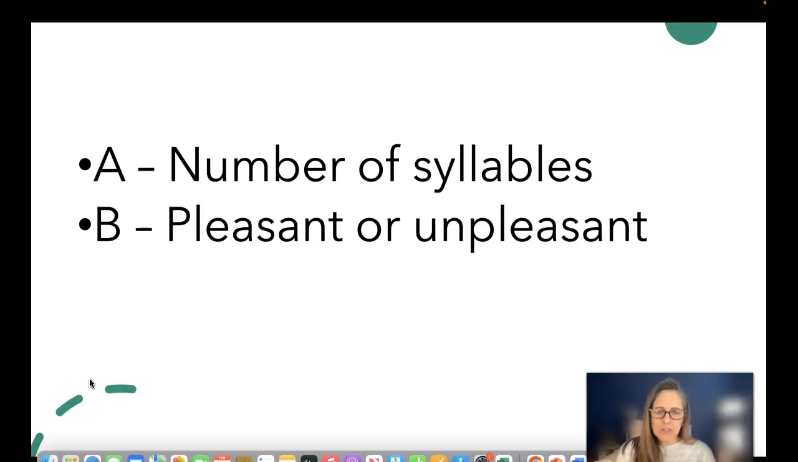Now what I want you to do is somewhere on your paper, I want you to write as many of the words that I read to you as you can remember. So they don't have to be in a certain order. You don't have to remember what letter they went with. Just the words that you can remember. Jot those down. And you may want to go ahead and pause the video while you do that.